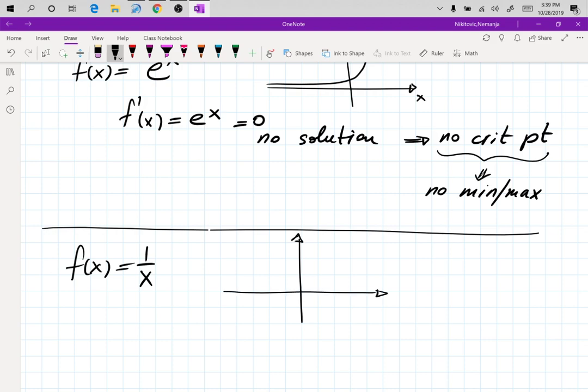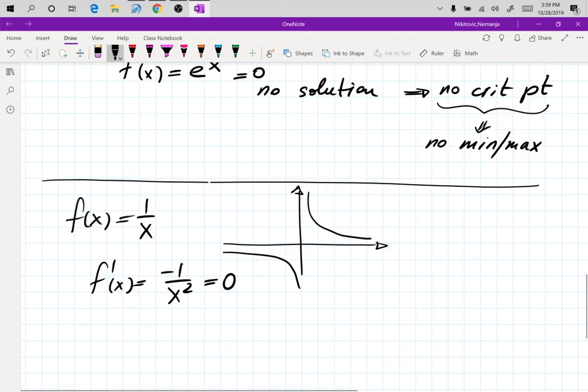We know these graphs. So it's like cheating. We already know the solution. We know there's no min and max on 1 over x. But if you want to prove that there is no min max, you will just go and say f prime of x is equal to negative 1 over x squared. When you set that equal to 0 and cross multiply, you get negative 1 equal to 0. Well, that's not true.